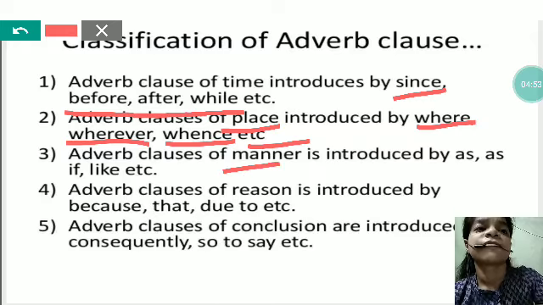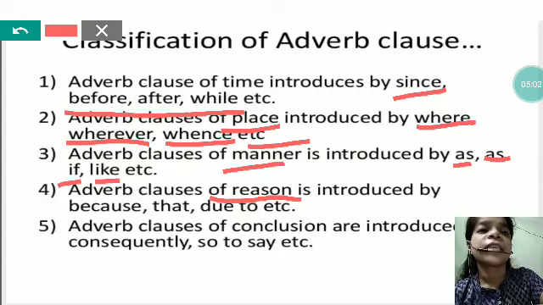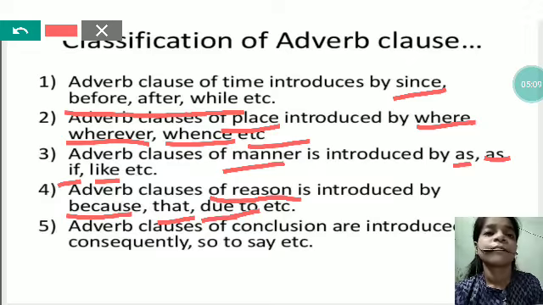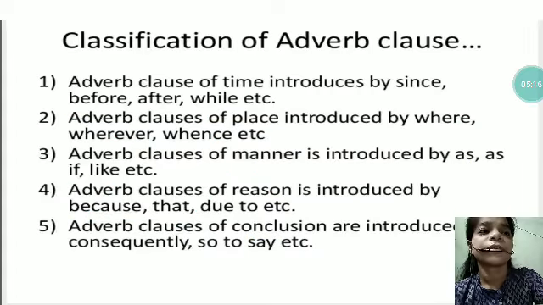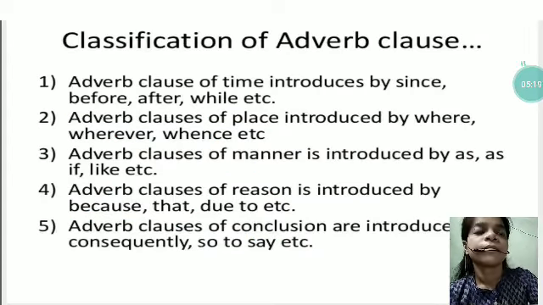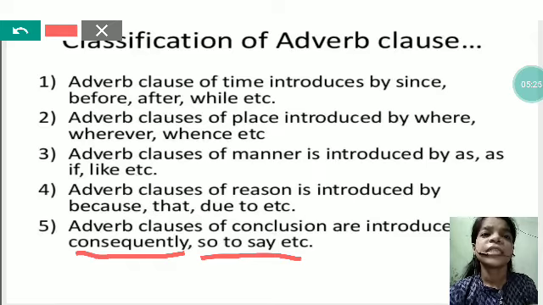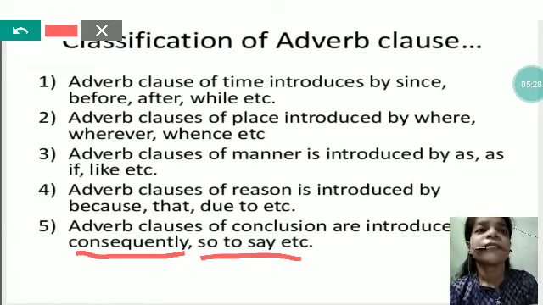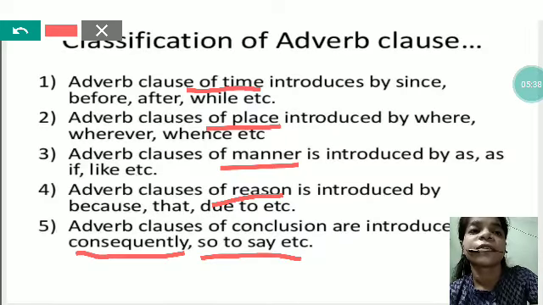If there is an adverb clause of manner, then it can be introduced by as if, like, etc. Fourth one, if the adverb clause is of reason, then it can be introduced with because, that, due to, etc. And if the adverb clause is of conclusion, then it can be introduced by consequently, so to say, etc. So there are 5 types of adverb clauses: time, place, manner, reason, and conclusion.